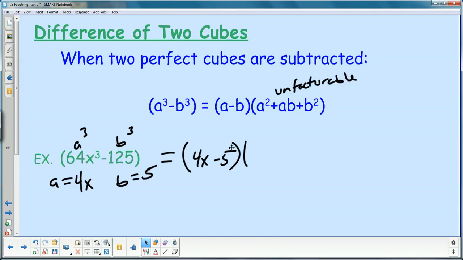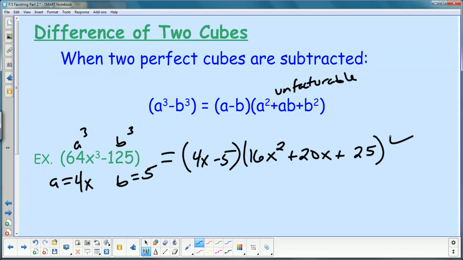So we have to take 4 squared and x squared, which is going to give us 16x squared, plus multiplying a times b. Since we have two constants here, we can multiply them. We're going to get 20x plus b squared. Well, 5 squared is going to give us 25. And again, this last piece is unfactorable. You won't even need to check that. It's always going to be the case in this case. So this would be as far as we can go.